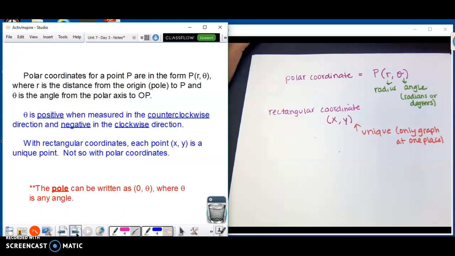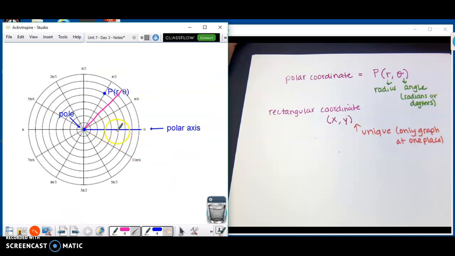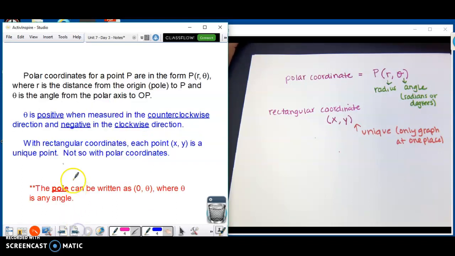Moving on to the next slide, a couple more details. Like we just said, polar coordinates for a point are in the form (r, theta). r is the distance from the origin or the pole, so your radius, and theta is your angle from your polar axis. Remember, the polar axis is where you start here at 0. Theta is positive when you go counterclockwise. Think about the unit circle: going counterclockwise is the right direction, so it's positive. Your angle is negative if you move clockwise, so backwards.